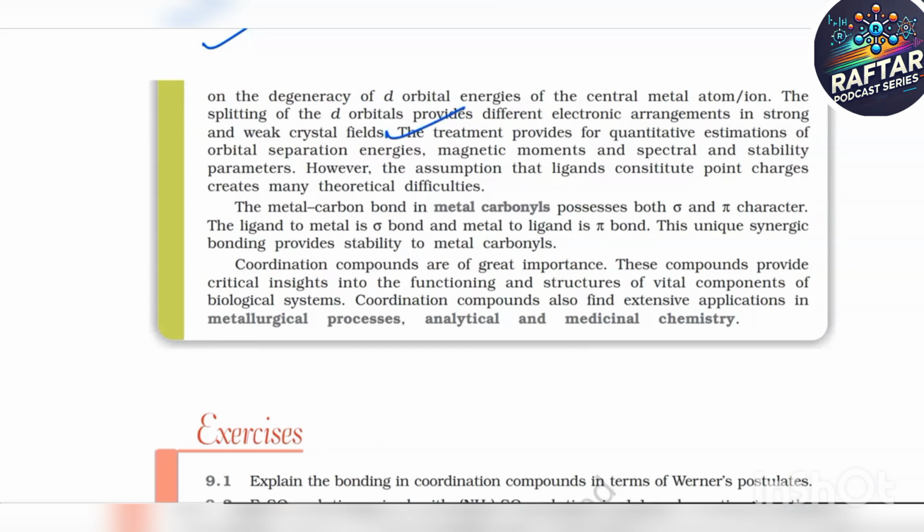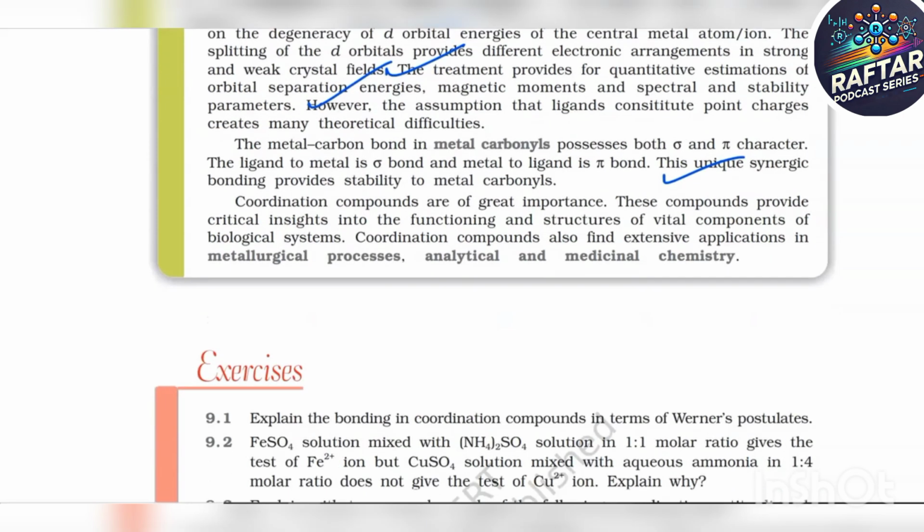The metal-carbon bond in metal carbonyls possesses both sigma and pi character. The ligand to metal bond is a sigma bond and the metal to ligand bond is a pi bond. This unique synergic bonding provides stability to metal carbonyls. Coordination compounds are of great importance. These compounds provide critical insights into the functioning and structure of vital components of biological systems. Coordination compounds also find extensive application in metallurgical processes.